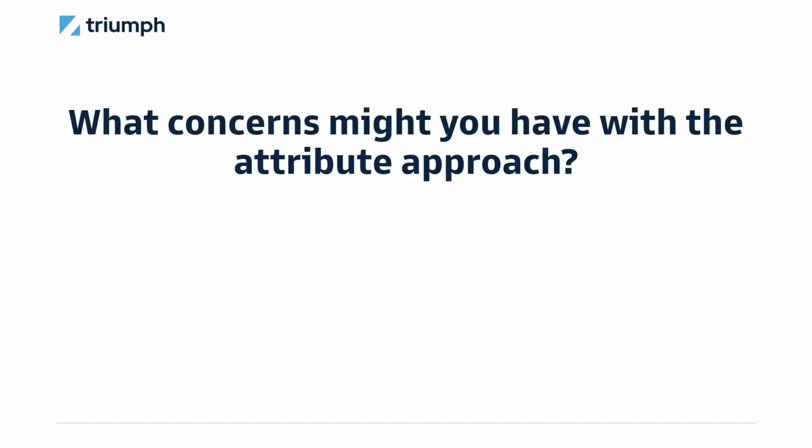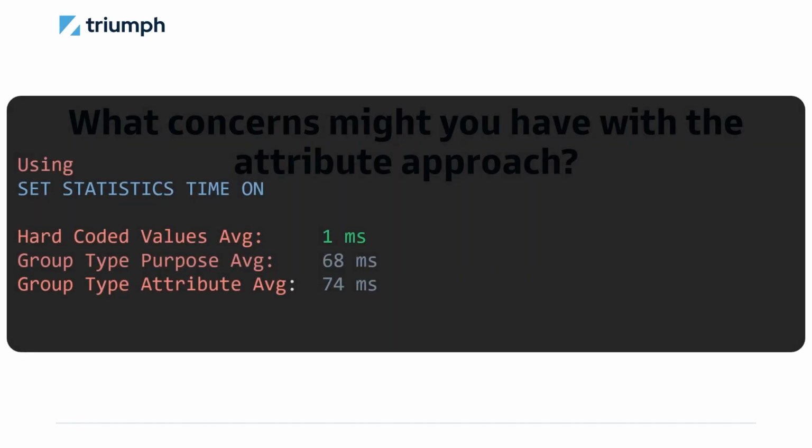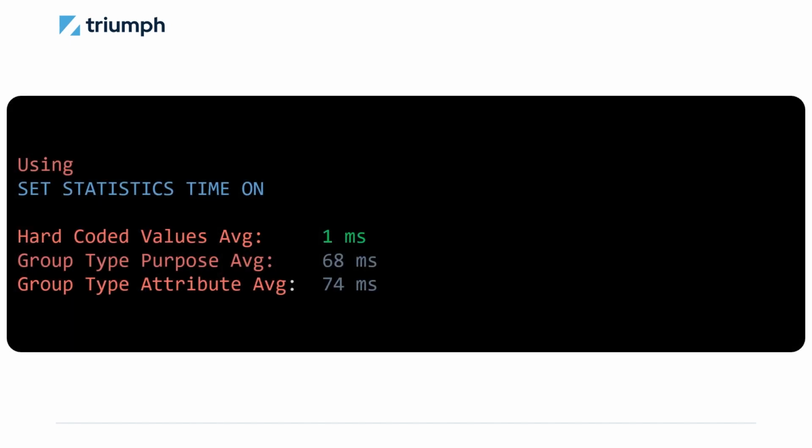But what might be a concern with this? I know the one that comes to my mind is I've seen those joins continually get added to these queries, and that would be performance. In fact, we took a look at this, and we set statistics time on as we ran our queries, and we saw that with the hard-coded values, it was an average of about a millisecond per time we ran the query, which is fantastic. When we put on group type purpose, our average jumped to about 68 milliseconds, and with the group type attribute, 74.